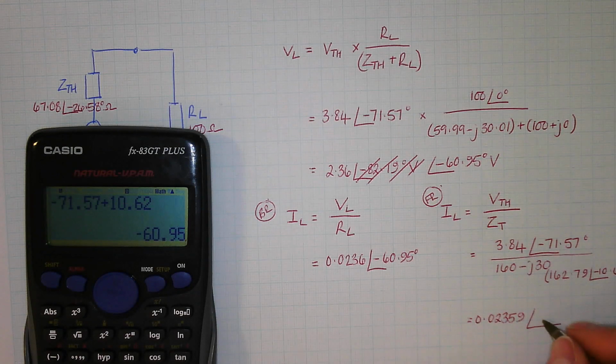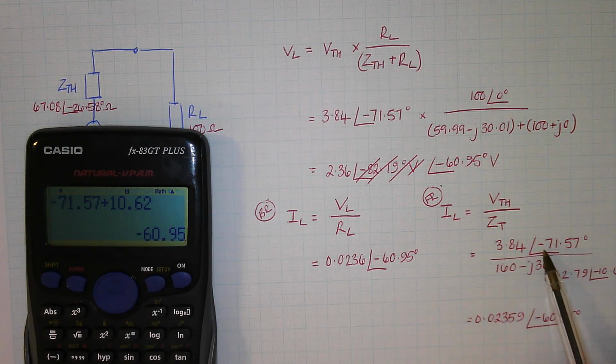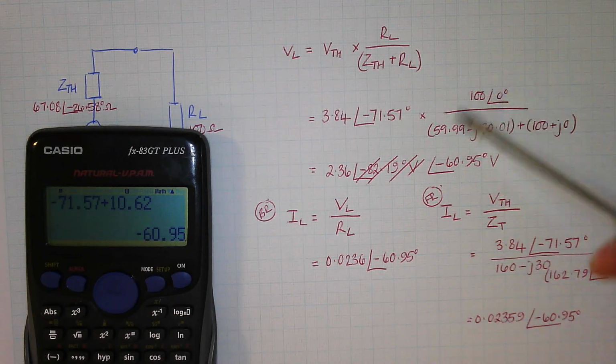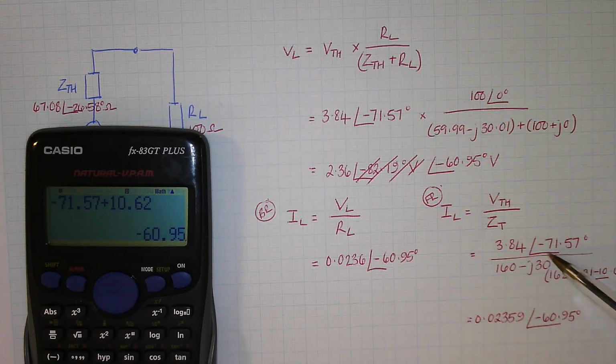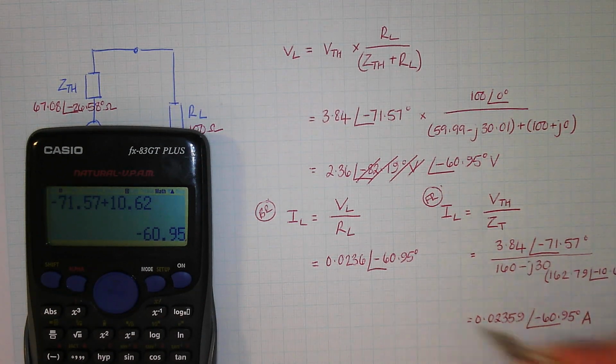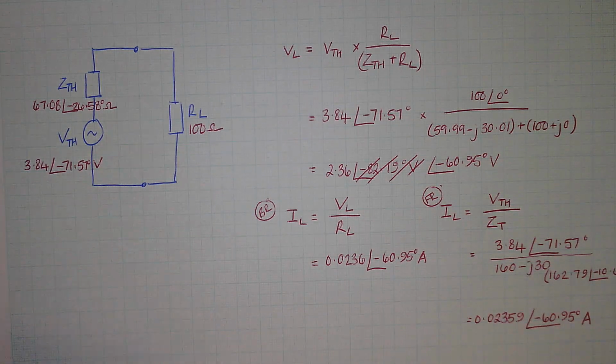Minus 60.95. You must have done some weird angles. So when you do minus 71.57 minus minus, that becomes a plus. Yeah, that's what I did, that's one of the first bits. So that was the error that had happened here. So when you do minus 71.57 plus 10.62, it brings you up closer to 0, doesn't it? Gets you minus 60.95. That's amps. Done?